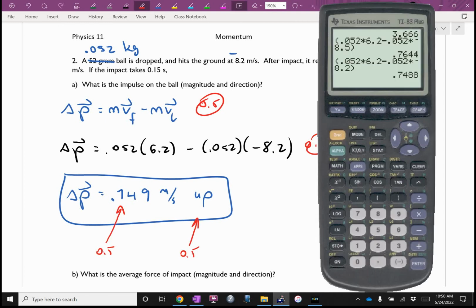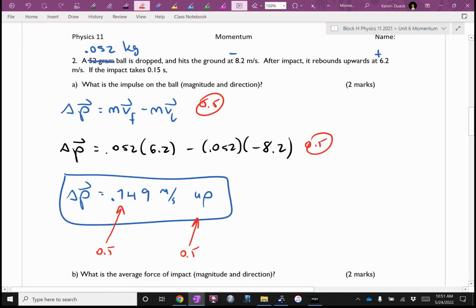Probably the most common mistake, aside from the bunch that I made, is missing that there's a change in direction. So if you missed making one positive and one negative, you would get an impulse of negative 0.104. I would give you 1 mark for that, not 2. I give you 1 out of 2. That's a pretty serious error in my mind.